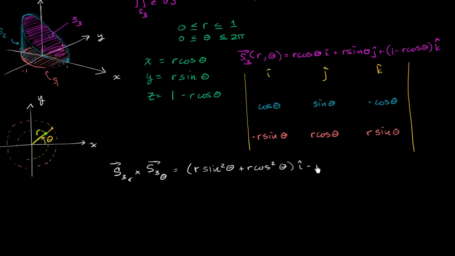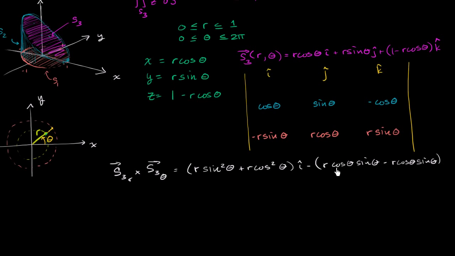And then you have minus the j component. The j component is going to be cosine theta times r sine theta. So it's r cosine theta sine theta. And then we're going to subtract from that. See, the negative signs cancel out. So you're going to subtract r sine theta cosine theta, or r cosine theta sine theta.